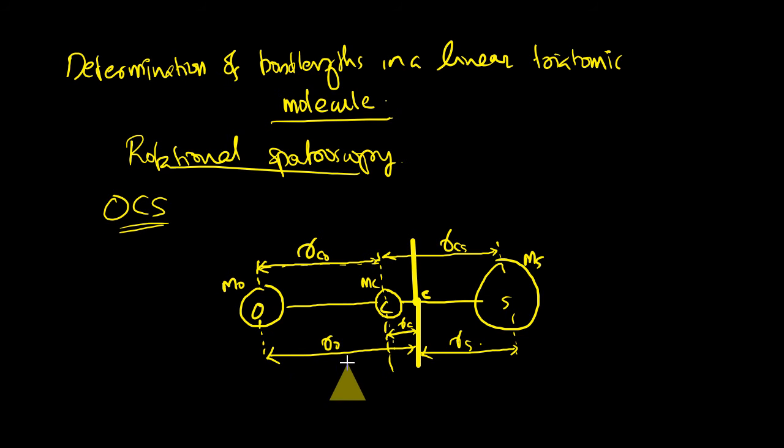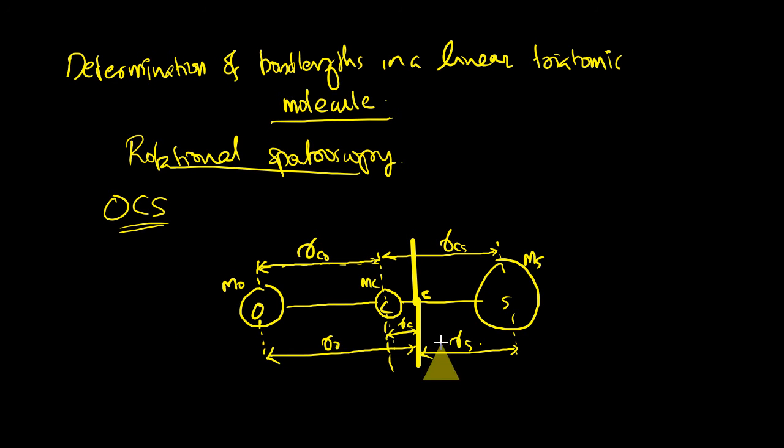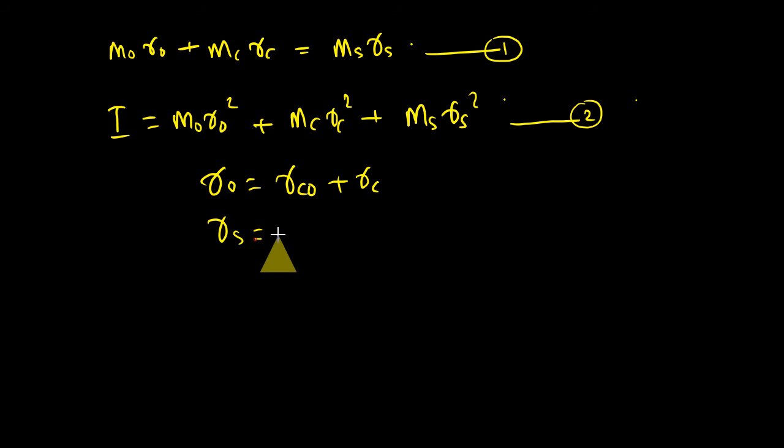RO is equal to RCO plus RC, okay? So let me write that relation here. RO is equal to RCO plus RC, and then we have RS. This distance RS is equal to RCS minus RC. So let me write RS is equal to RCS minus RC.